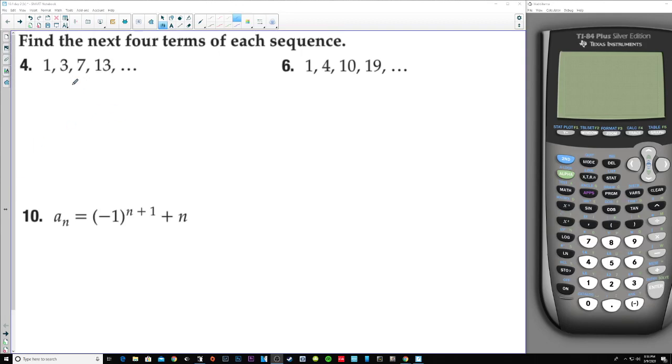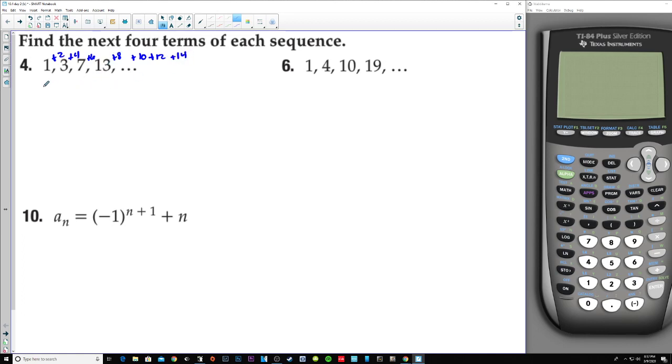This is section 11.1, day 2. Here we're going to find the next four terms of each sequence. So here they've added 2, and then added 4 to get 7, added 6 to get 13. So we're going to add 8, then we're going to add 10, 12, and then 14.